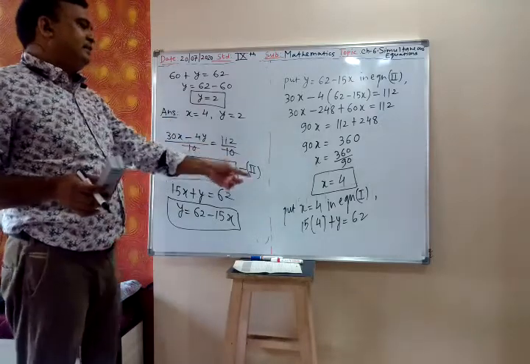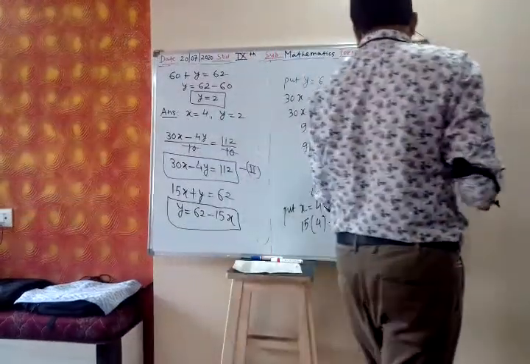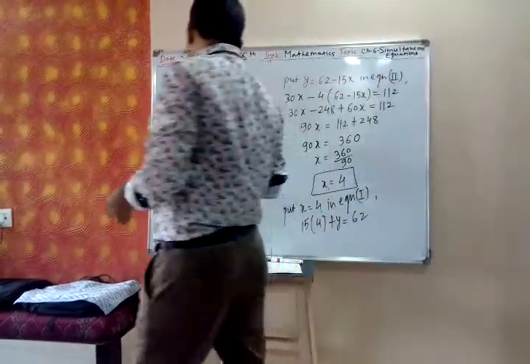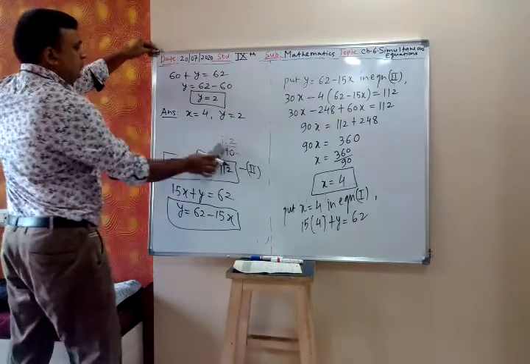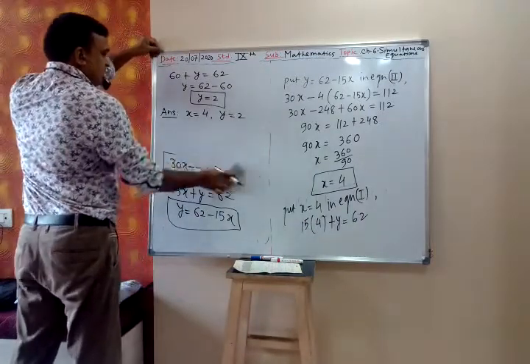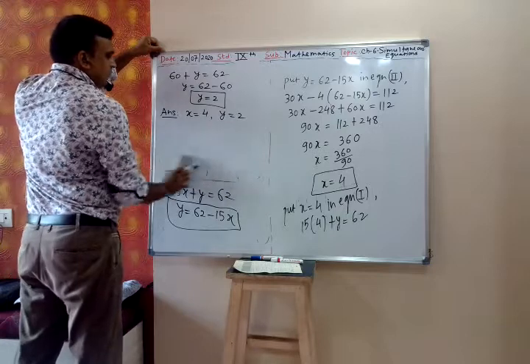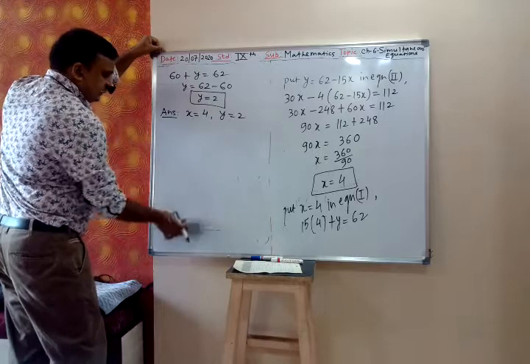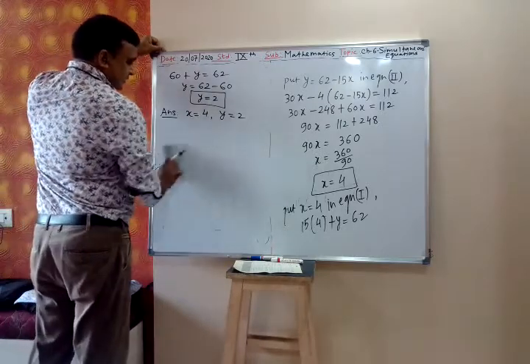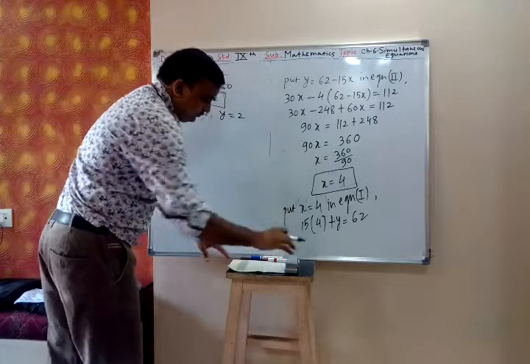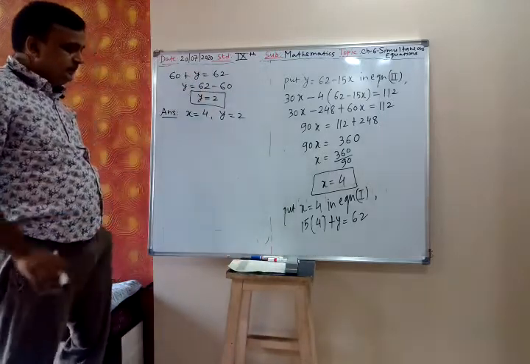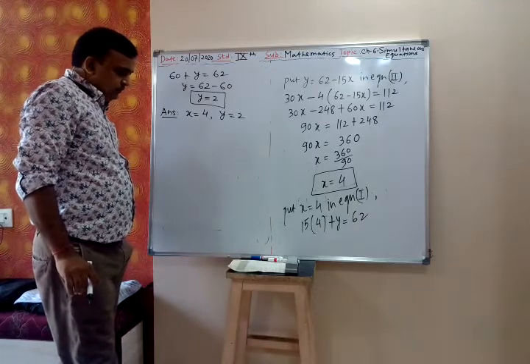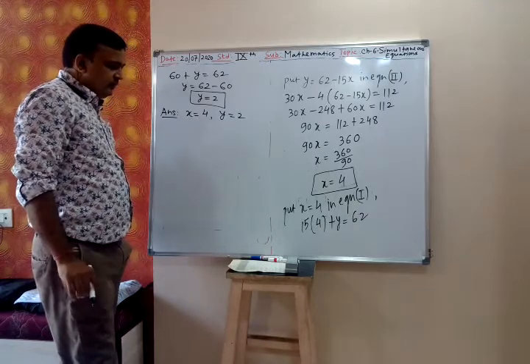We put the value of x is equal to 4 in equation 1 to get the value of y. To find the value of y, you have to find the y value also. So after getting the value of x or y, we substitute that value in equation 1 or equation 2 and get the value of the other variable. Then ninth will be the same.